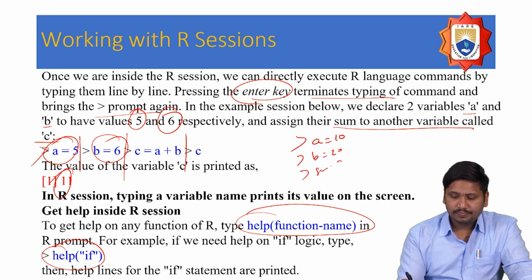Next, sum is A plus B, simply adding two variables, and I'm just writing print sum. You can get the values. So if I want to know what the syntax of one particular statement or structure is, how do I find it?